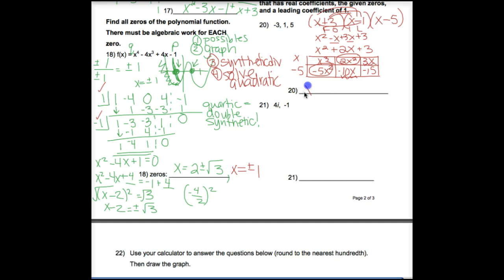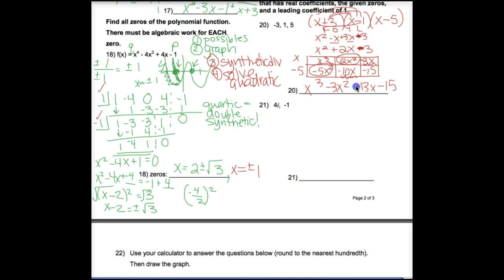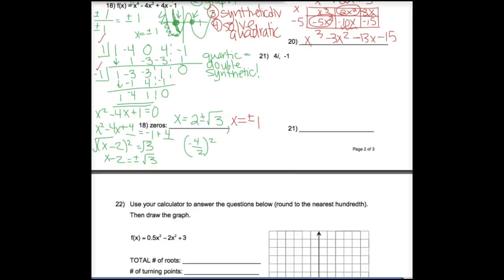So I've got x cubed minus 3x squared and minus 13x. Oops, I made this a plus. This is supposed to be a minus, and I didn't catch it until now. Good thing I caught it at all. This is a negative 3x, so that's how I got negative 13. And then my minus 15. Sorry about that. Even I make mistakes occasionally. At least I caught it.